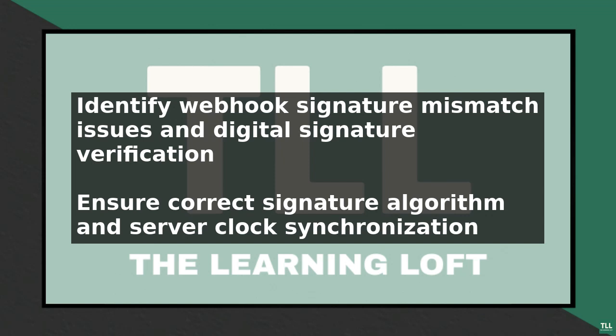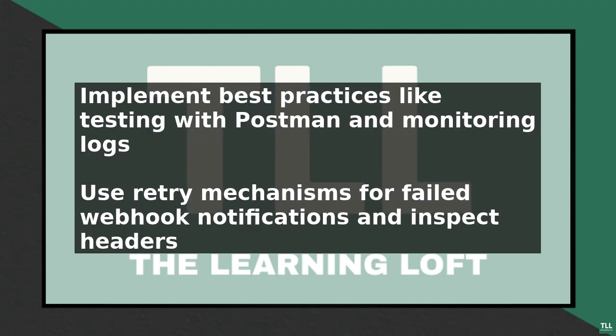To troubleshoot signature mismatch issues, ensure that you are using the correct webhook signature algorithm and that your server's clock is synchronized with the current time. A slight clock skew can cause the signature verification to fail. Additionally, check the webhook notifications' HTTP headers and payload to ensure they match what is expected. You can use tools like Postman to test and inspect the webhook notifications.